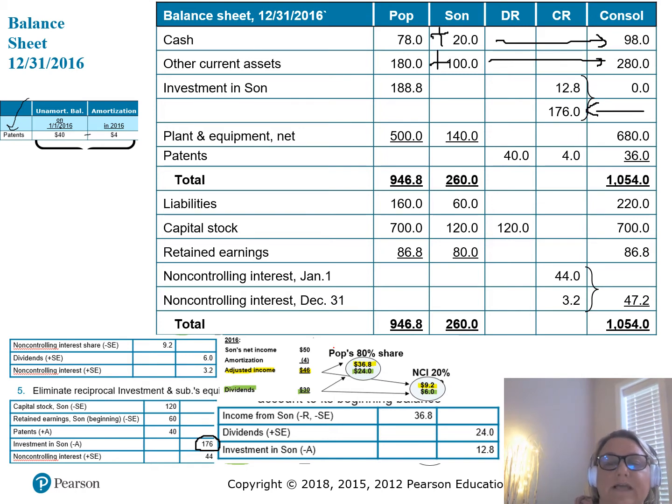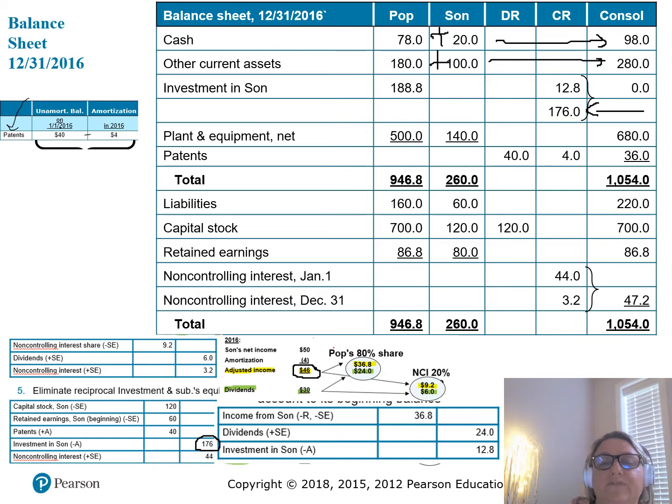Now, where does that 12.8 come from? Let's look at that really quick. If you remember, we had our adjusted income of 46, way back at 2016. That's Sun's net income for the total year. Now, if Pop owned 100%, Pop would own all of the adjusted income, but Pop does not own 100%, so we have to break it down. Remember, we had to break that income down between Pop's share and the non-controlling share.